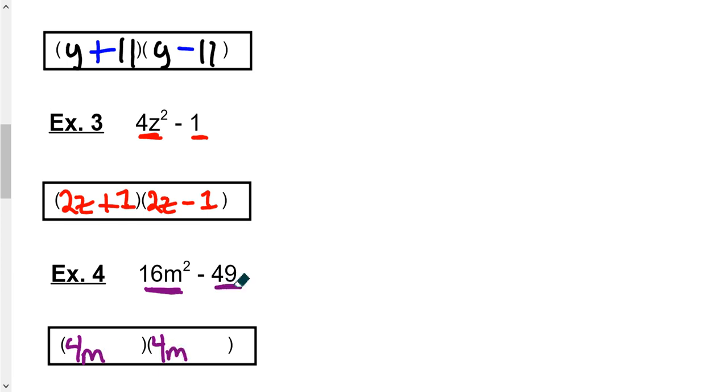Then you got this 49 here. Square root of 49. Oh, let's do this. One's a plus, one's a minus. So square root of 49 is 7 and 7. So one answer is 4m plus 7. The other answer is 4m minus 7.